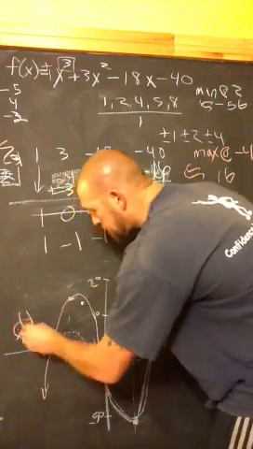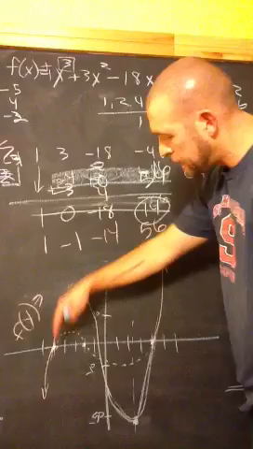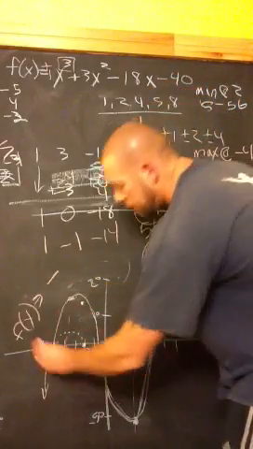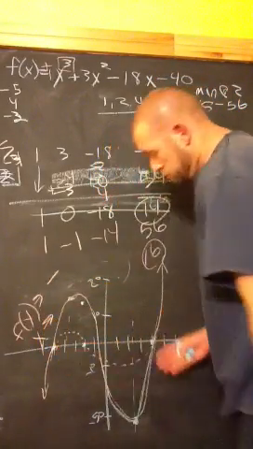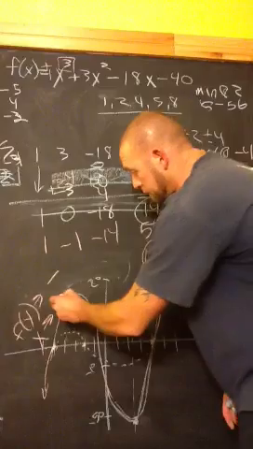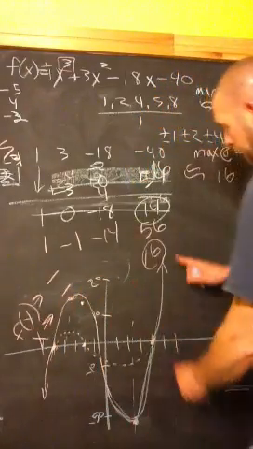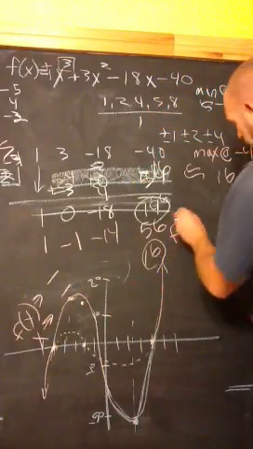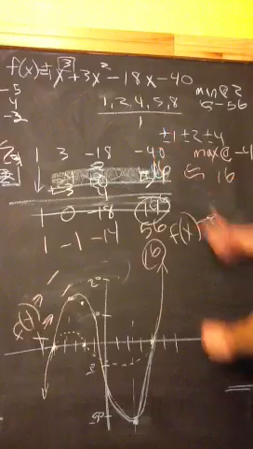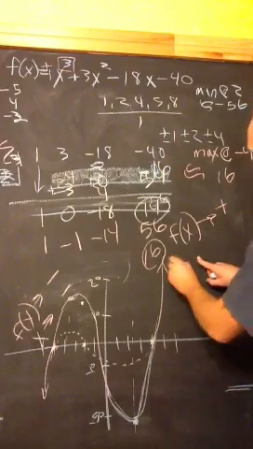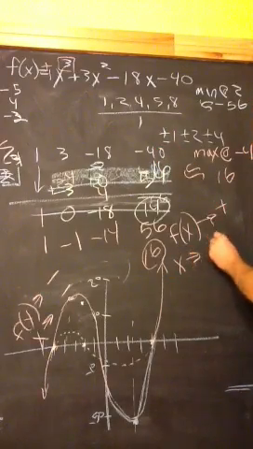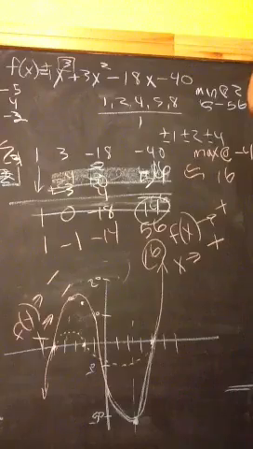As my f of x approaches negative infinity, my x is approaching negative also, right? So that's good to know. Negative, negative. As my f of x approaches positive infinity and beyond, right? My x's are also approaching positive. We are doing pretty good.